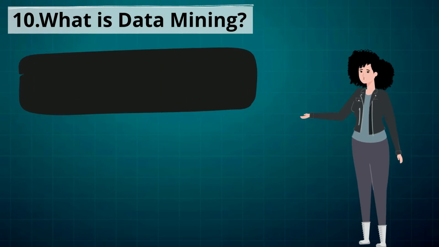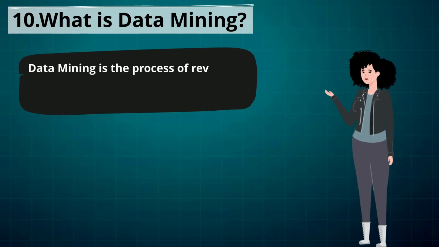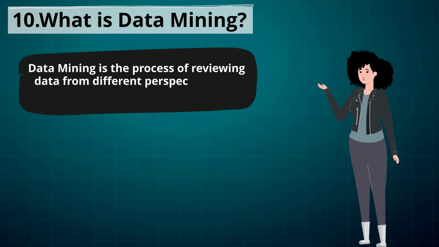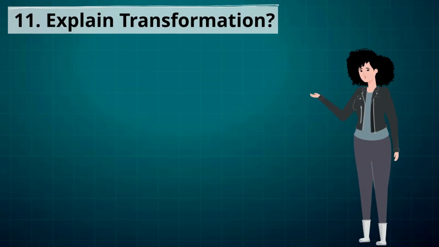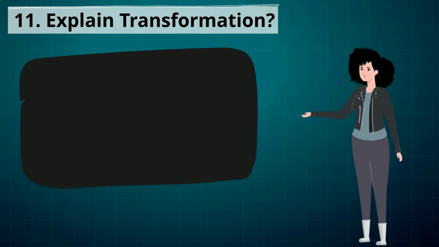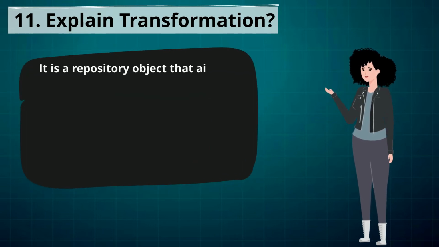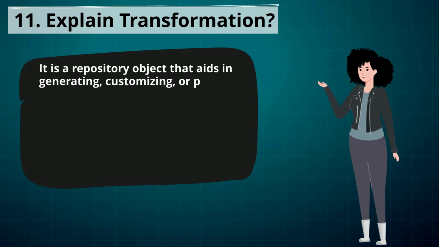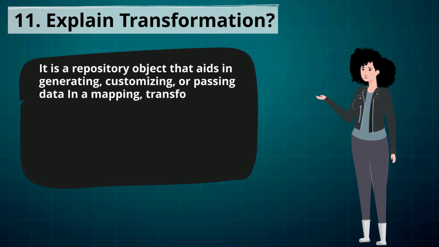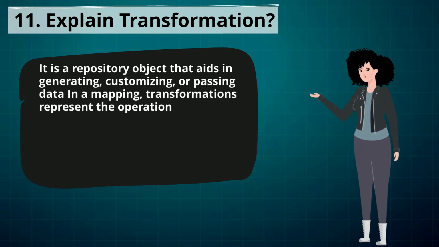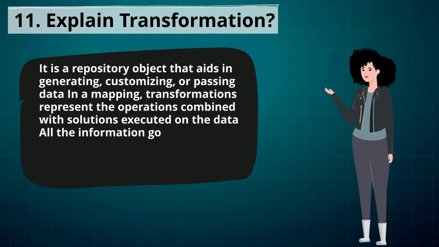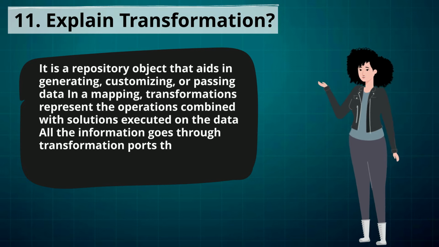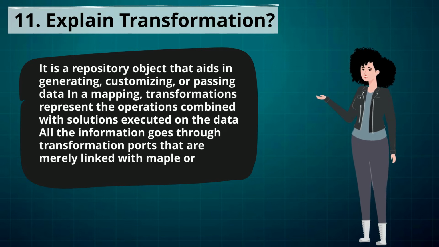10. What is data mining? Data mining is the process of reviewing data from different perspectives and summarizing it into valuable information. 11. Explain transformation. It is a repository object that aids in generating, customizing, or passing data in a mapping. Transformations represent the operations and functions executed on the data. All the information goes through transformation ports that are merely linked with a mapplet or mapping.